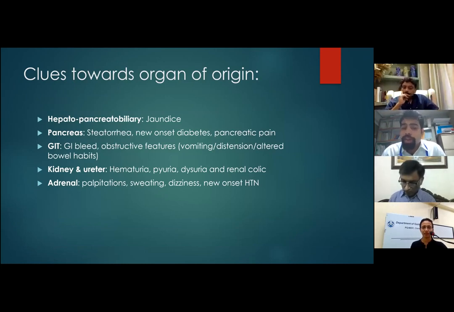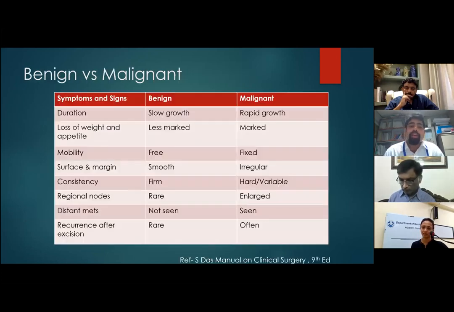If you are having urinary symptoms such as hematuria, pyuria, renal colic, think of the urinary system. And if the patient is symptomatic with palpitation, sweating, dizziness, new onset hypertension, you should always consider adrenal as a pathology. And then lastly, you should always consider benign versus malignant.